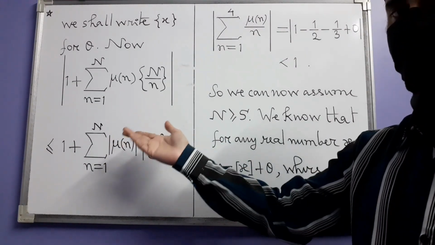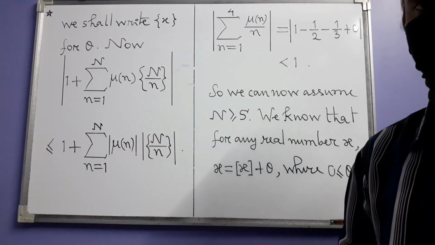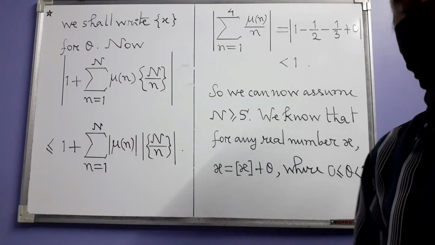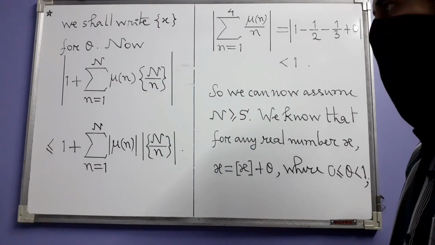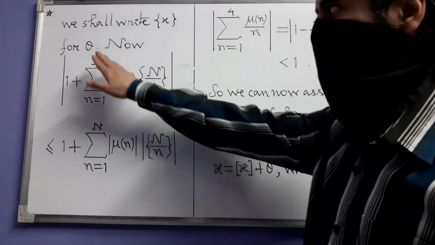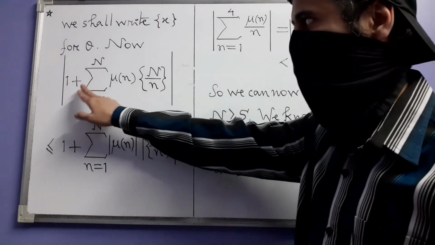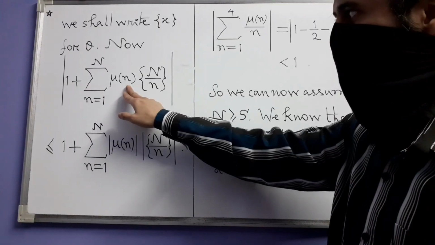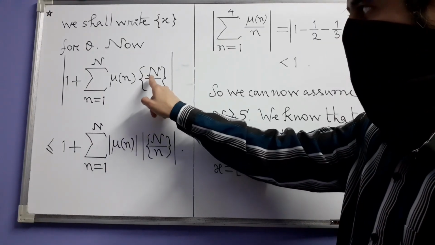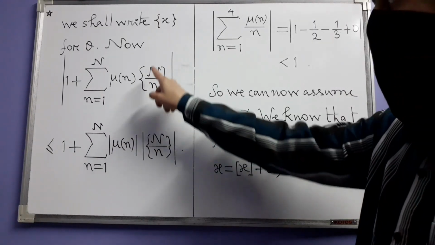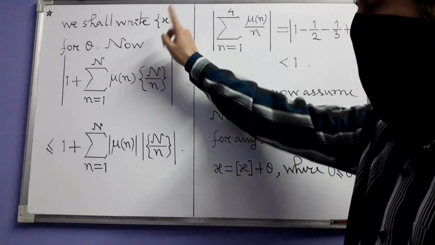Why we suddenly have to consider this, it's difficult to say. Okay, this is how we get the solution. That much I can say. So here we are looking at the absolute value of 1 plus summation of mu n times this. These curly brackets indicate this thing.